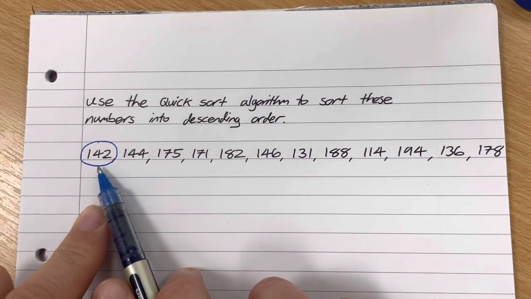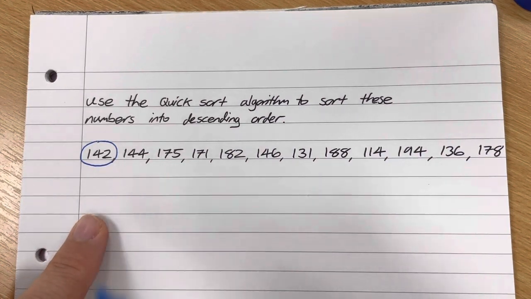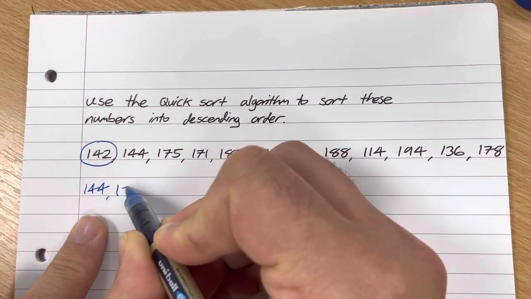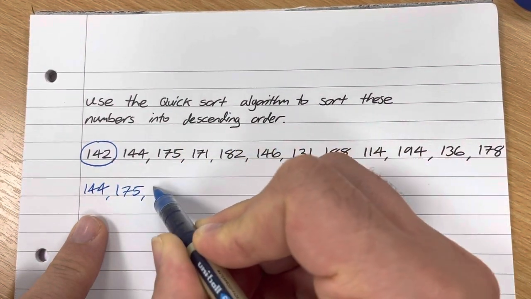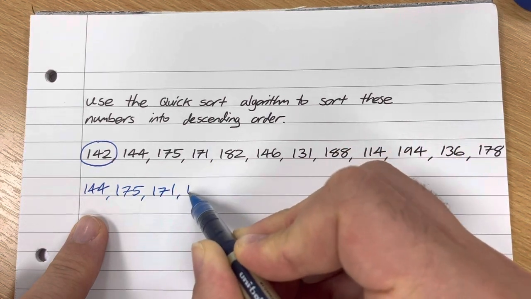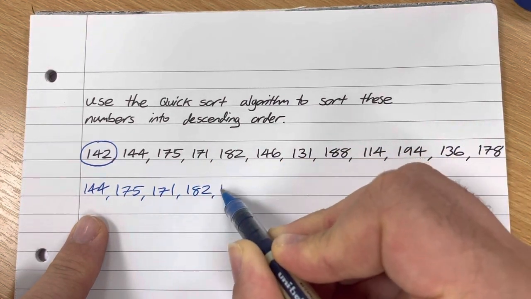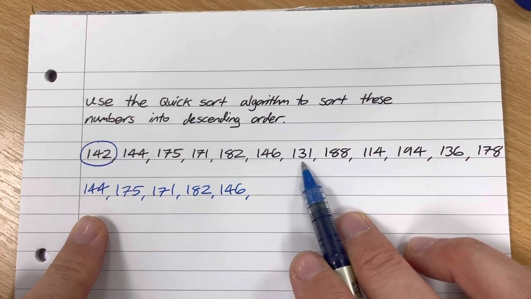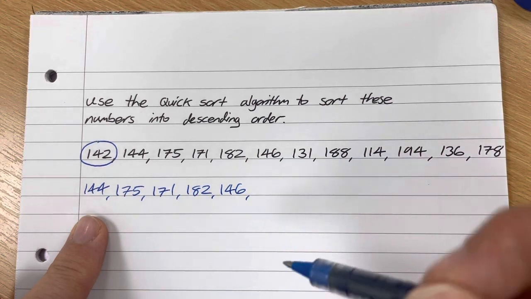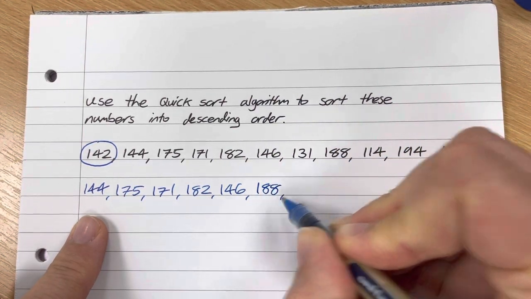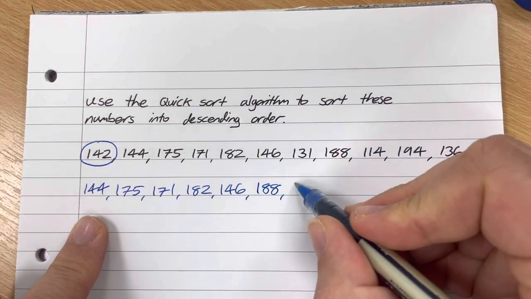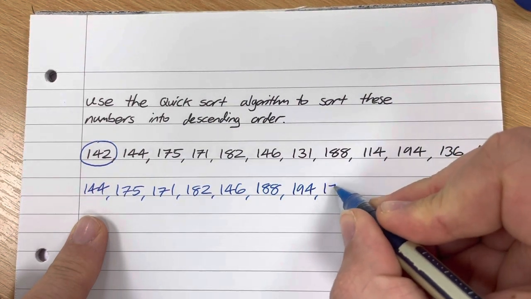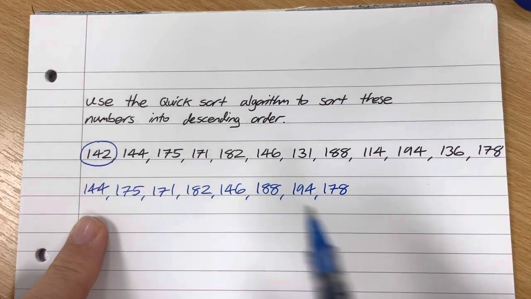So comparing everything to 142, 144 is bigger, so therefore will go on the left. 175 is bigger. 171 is bigger. 182 is bigger. 146 is bigger. 131 is smaller, so I'm going to leave that one out. 188 is bigger. That's smaller. This one's bigger. 194. 136 is smaller, and 178 is bigger. So those are all the numbers that are bigger than 142.